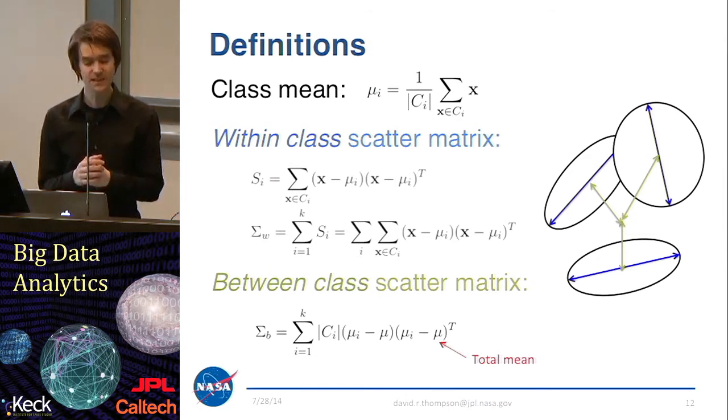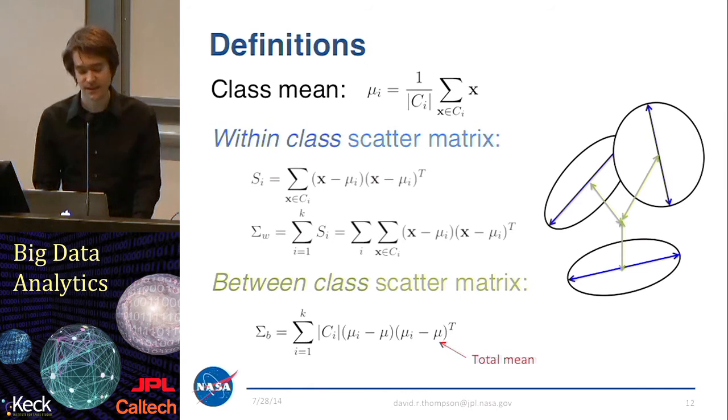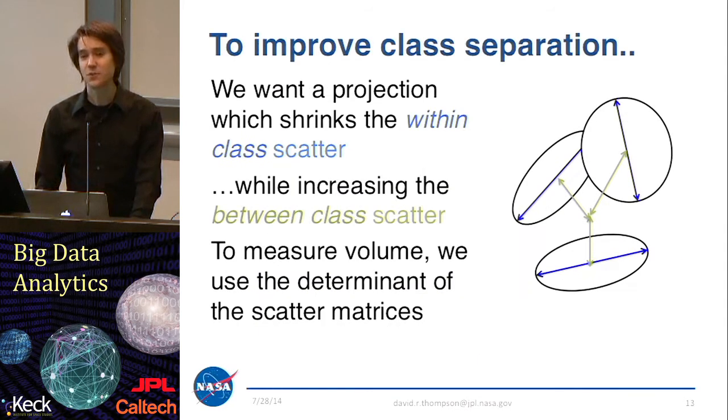So we take the mean of the entire data set, that is mu, and look at the difference between that and the mean of all of the classes independently. So this is represented in the image by the green arrows that show the separation of the different ellipsoids. So we have two measures of scatter here, the within-class scatter and the between-class scatter. So if we want to improve the separation of the classes in our projected space, the idea is to come up with a projection that shrinks the within-class scatter. That is, we want all of the class distributions to be as compact as possible in the projected representation. At the same time, we want to increase the between-class scatter. We want the classes to be well separated from each other.